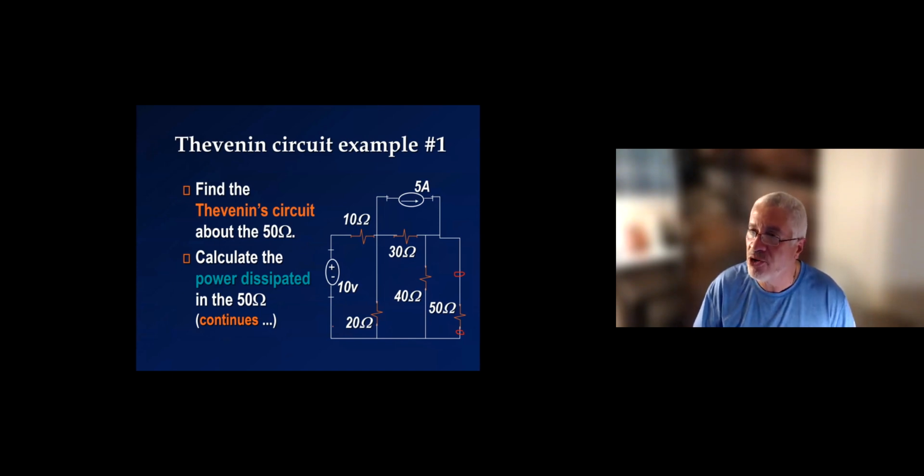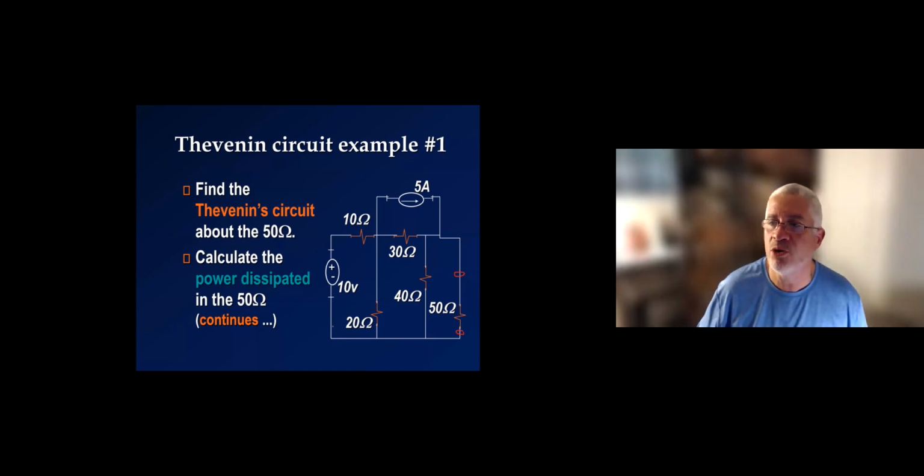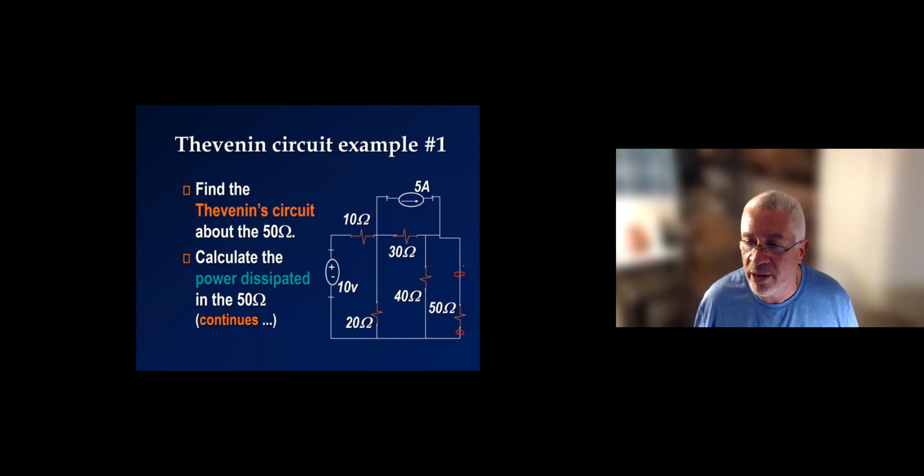I'd like you to pause the video, or stop it, and then spend about 35 minutes on this. See if you can do it. The first part of the problem is to calculate the Thevenin equivalent model about this terminal that I have here. We could call this A and the bottom B. The 50 ohm is not part of the model.